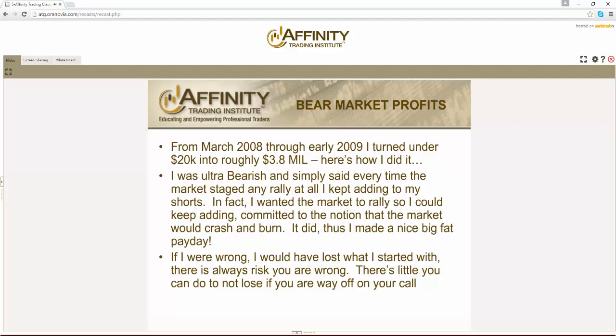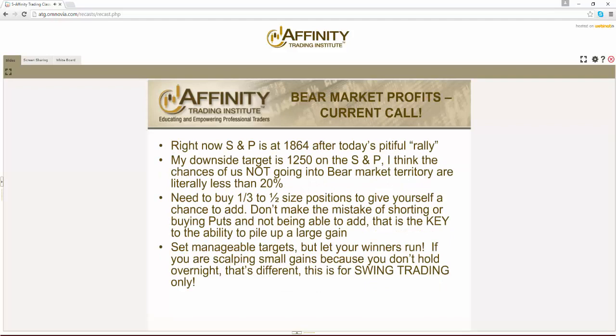Bear market profits, current call. Right now, the S&P is, again, higher. It's 1912. Today we had a pitiful rally. My downside target is, believe it or not, 1250 on the S&P. I think the chances of us not going into bear market territory are literally less than 20%.